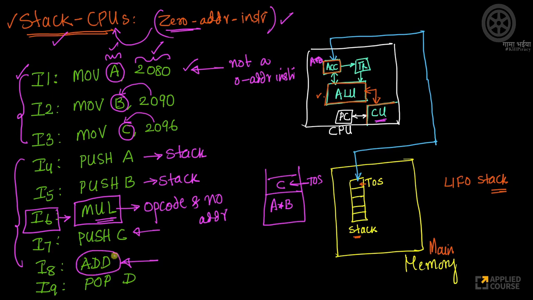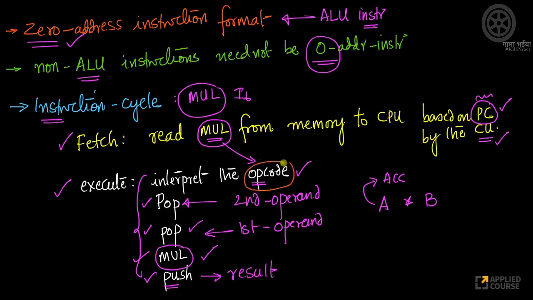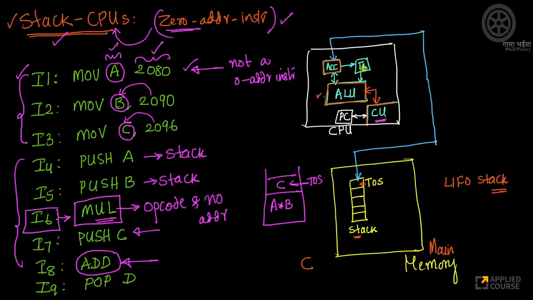arithmetic operation called add. Now what happens with add? First I pop C and copy it to the accumulator, and then it goes to the temporary register. So C becomes my second operand. I interpret the opcode to be add, and I know that add requires two operands. First I pop the second operand, which is C, and store it in my temporary register. C is in my temporary register now.